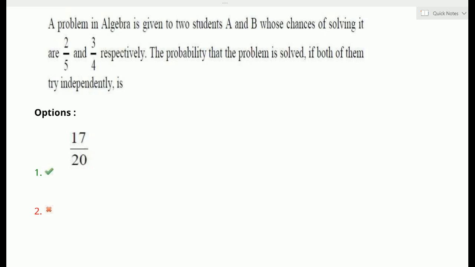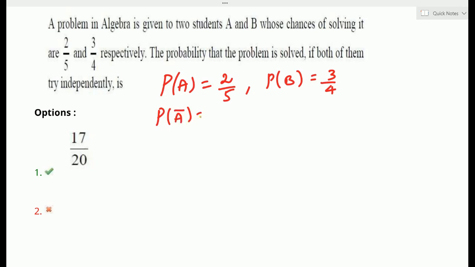the probabilities, chances: P of A is 2 by 5. Probability that A solves is 2 by 5. Probability that B solves is 3 by 4. These are the solving capacities of A and B respectively, their probabilities. Now if it's not solved by A, that is P of A bar, you can take it. P of A bar is 1 minus P of A, that is 1 minus 2 by 5, which is 3 by 5.